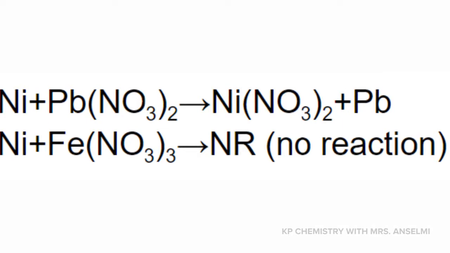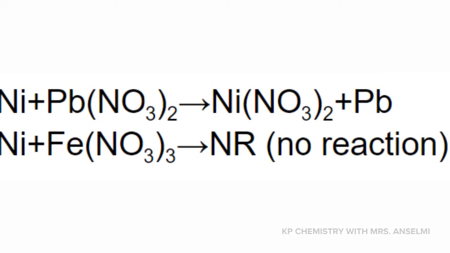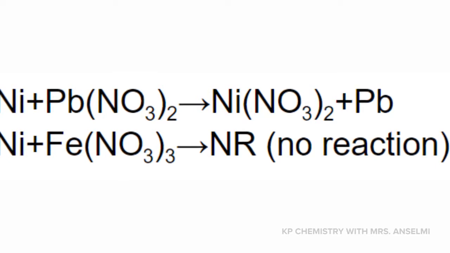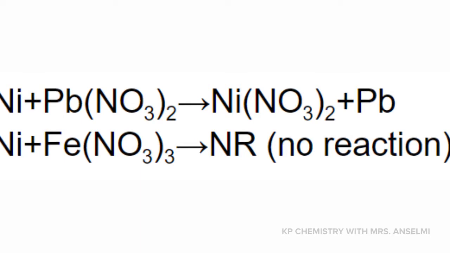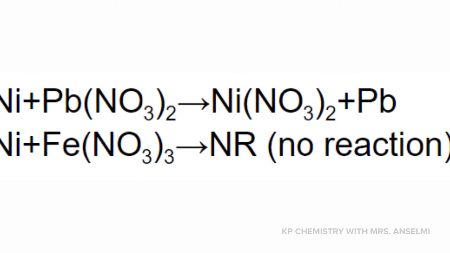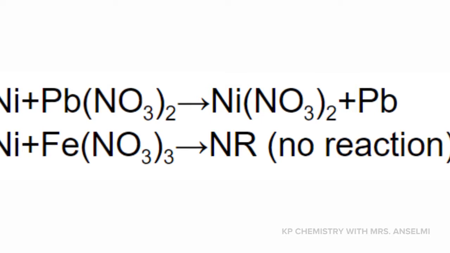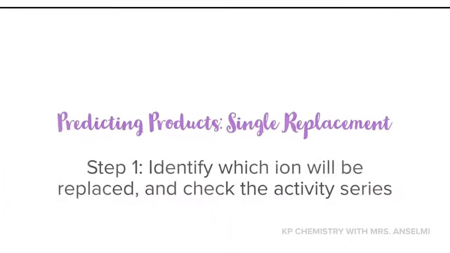Here are two examples of single replacement reactions. In the first example, nickel replaces lead because lead is lower than nickel on the activity series. In the second one, nickel cannot replace iron in that compound because iron is higher than nickel on the activity series. Because nickel is less active than iron, there's no reaction, or nothing happens.